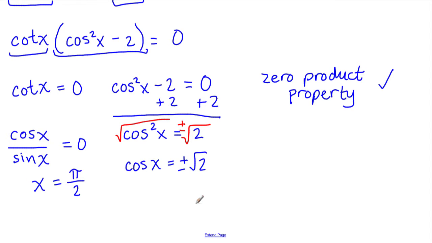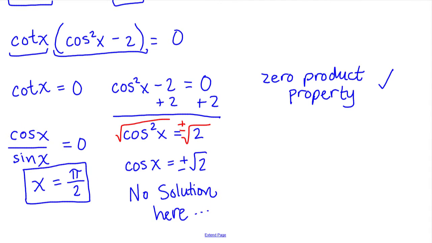There is no angle on the unit circle for which the cosine, or the x value, will give us positive or negative square root of 2. So there's no solution there. The only solution is pi over 2 for this equation.